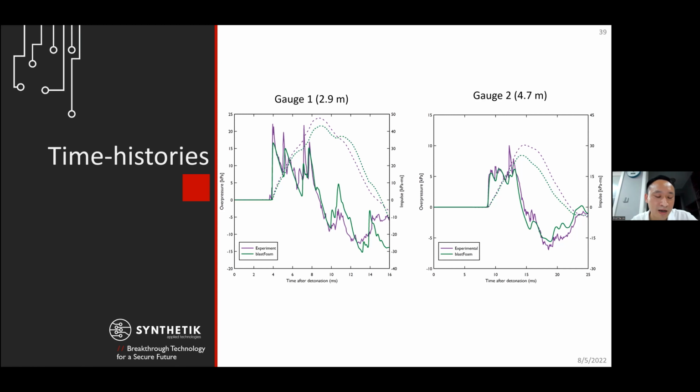So maybe I ask one more question. I think the purpose of your development of blastFoam is for industrial applications. So is there a plan to develop a user interface for blastFoam? Because it would be quite convenient for people in the industrial field to use it.